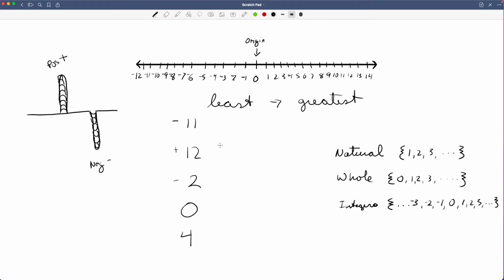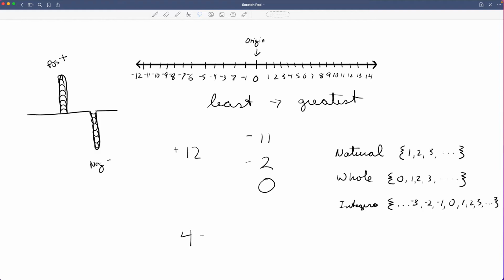So let's look and see what the biggest negative number is. Well, the biggest negative number is -11, so that would go first. What's the next biggest negative number? -2, so that would go next. Well, then all I have left is 0 and some positive numbers. And 0, let me add, is neither positive nor negative. It is neutral. So that's why it's called the origin, because it's not positive or negative. So it would go next because it's not positive or negative. It's right in the middle of all those numbers.